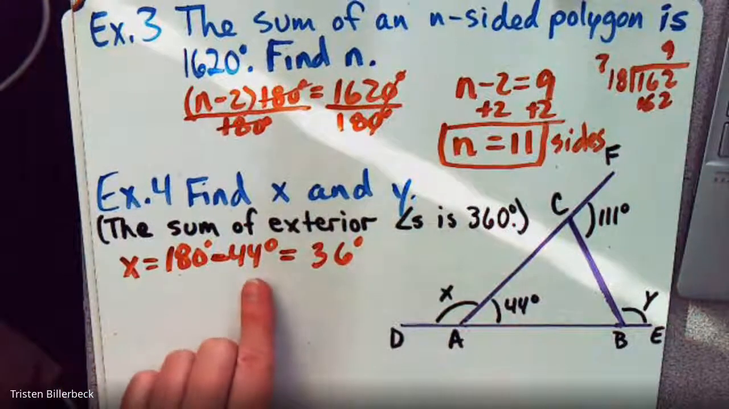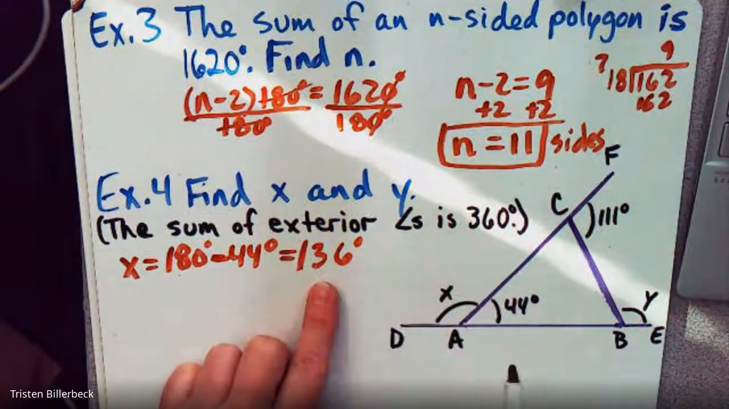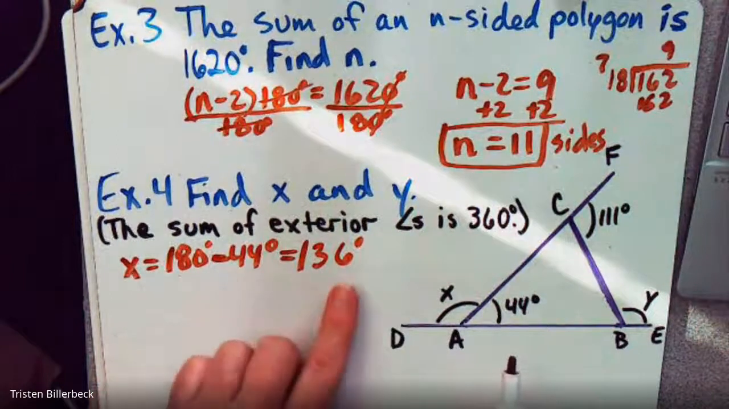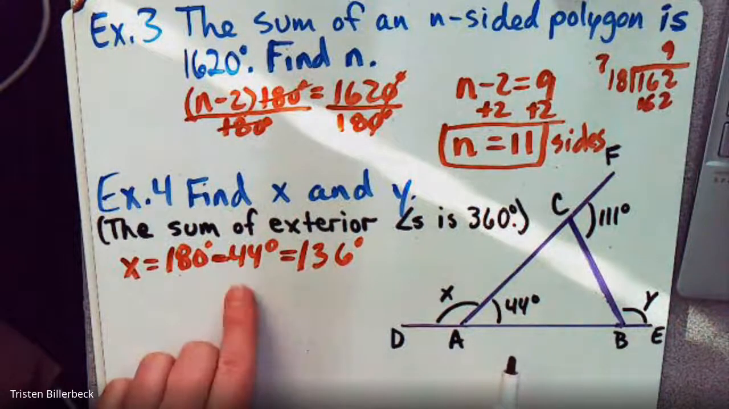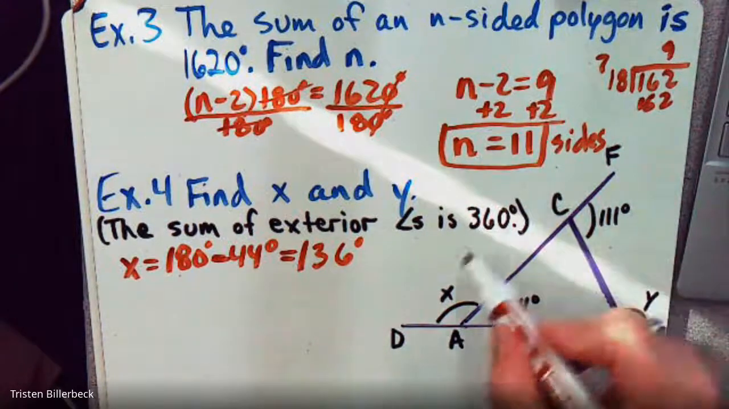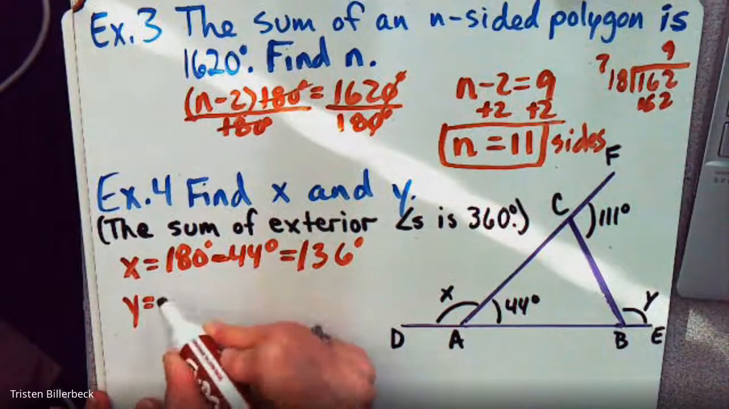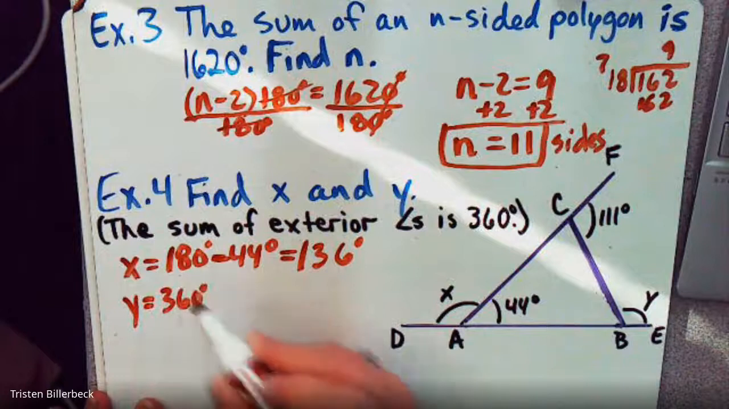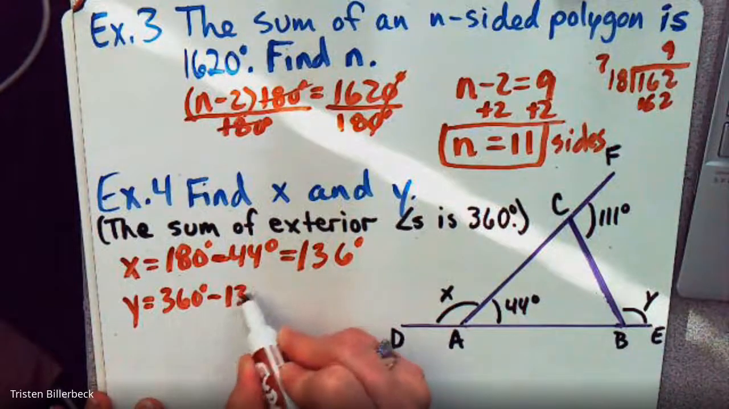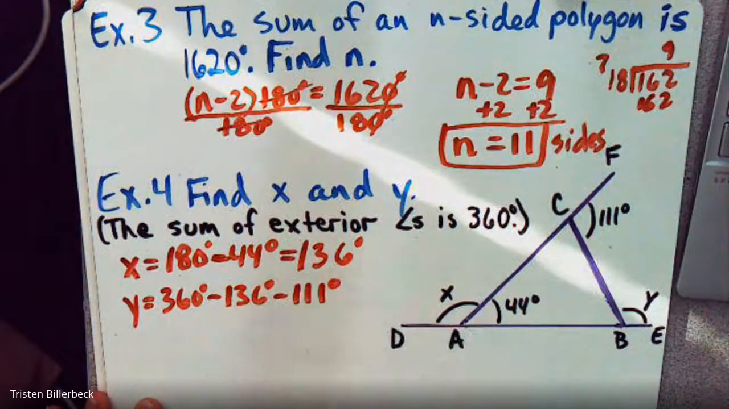So we check that 44 plus 136, that's 140 plus 40 is 180. So we're good. Then we know that these add up to 360. So y equals 360 minus 136 minus 111 degrees. So we can just use the dry erase calculator to do this.